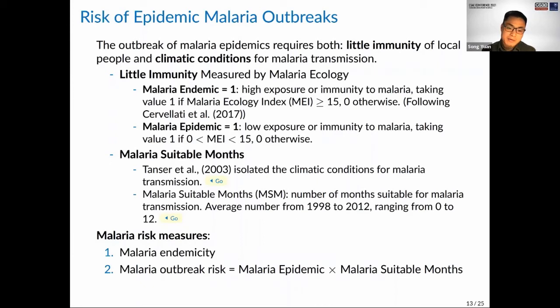Therefore, there are two types of malaria risk. The first is malaria endemicity, which says malaria is an endemic disease. The second type is malaria outbreak risk, if two conditions are satisfied. First, the people there have little immunity to malaria. Second, the climatic conditions are satisfied.